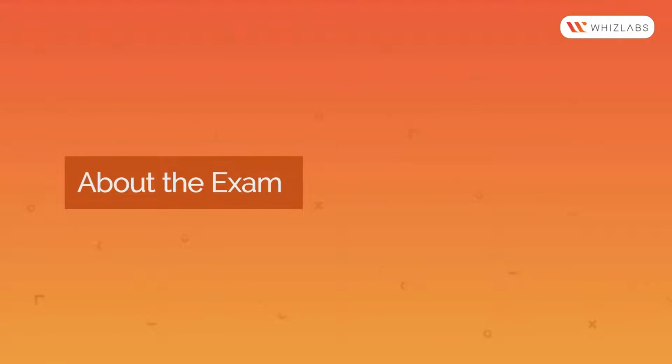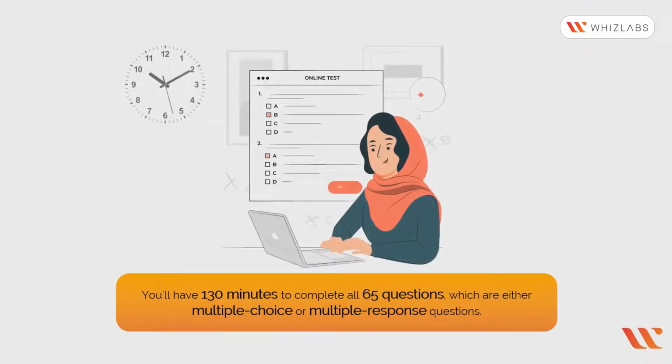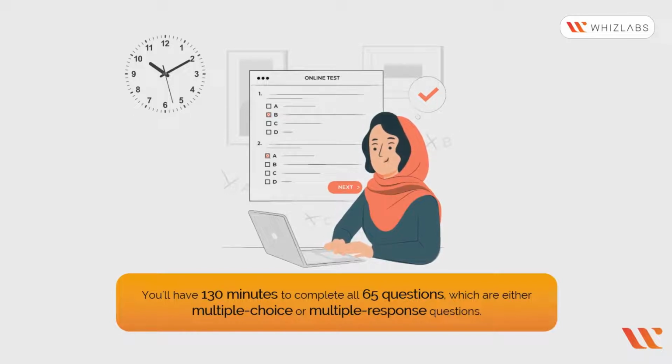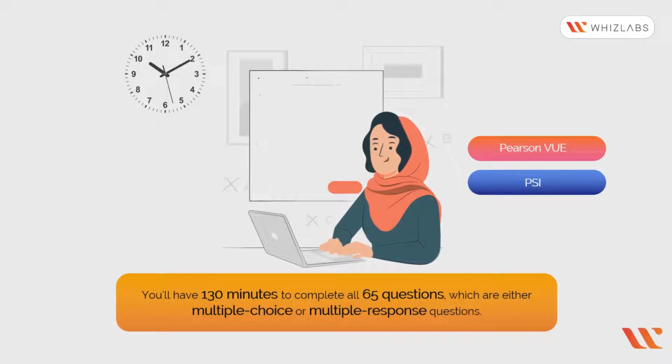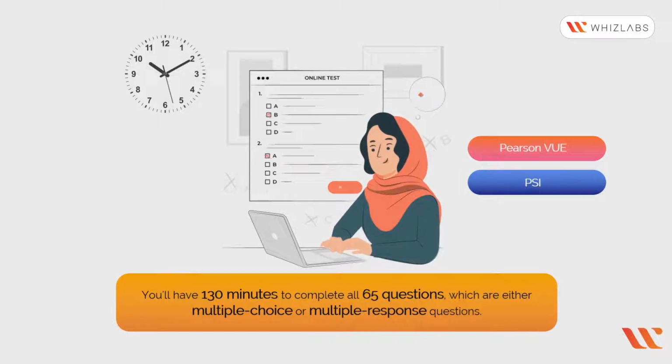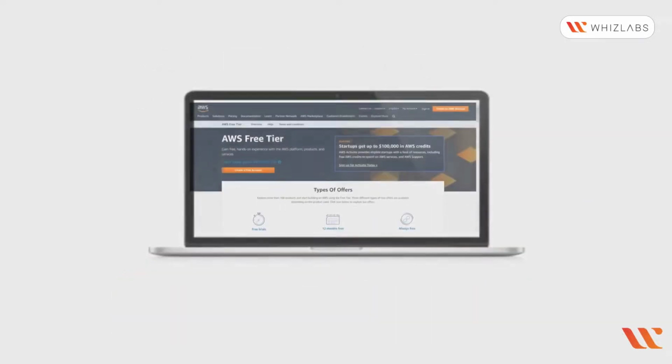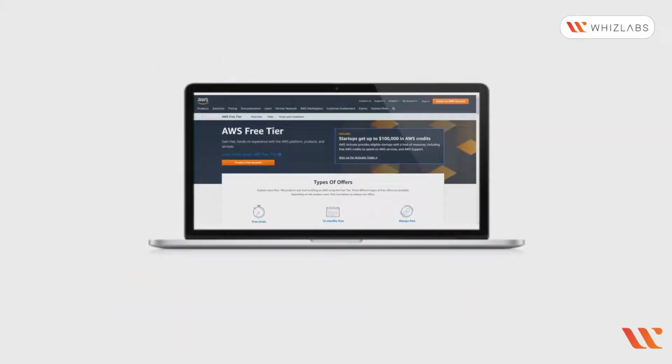About the exam. You have 130 minutes to complete all 65 questions. Multiple choice or multiple response questions are provided. This exam is offered by Pearson VUE and PSI and can be taken in a testing facility or through an online proctored exam. Download the exam guide from the AWS official website to learn about all of the certification criteria.